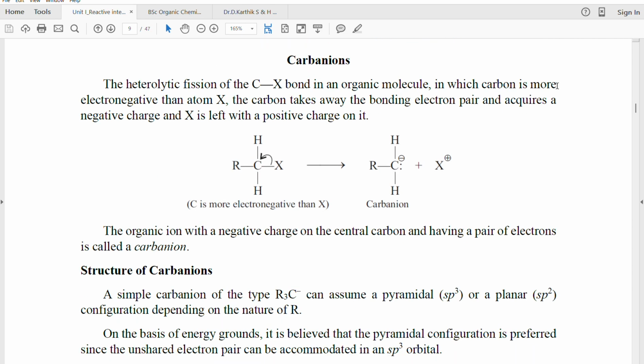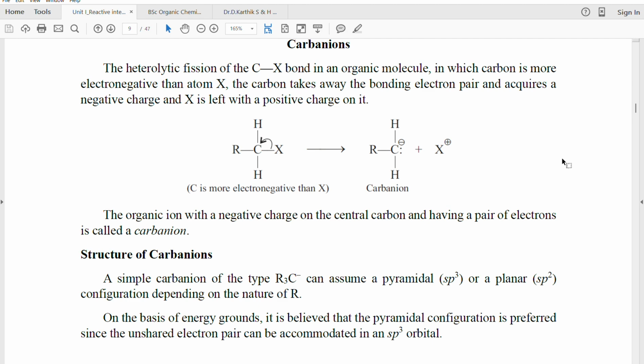Now we will go to the next intermediate, the carbanions. Carbanion means the carbon having a negative charge. It's just the opposite of the carbocation. Carbocation has a C plus positive charge on the carbon atom, which has three valencies. Carbanion is just the opposite: it has three valencies and carries a negative charge on it. So here the hybridization changes.